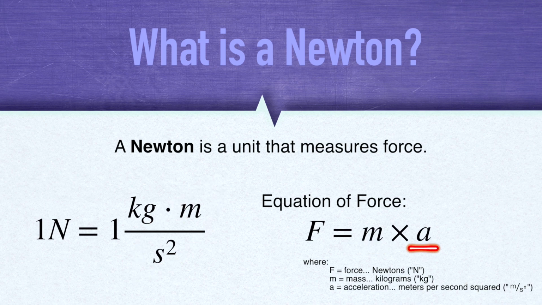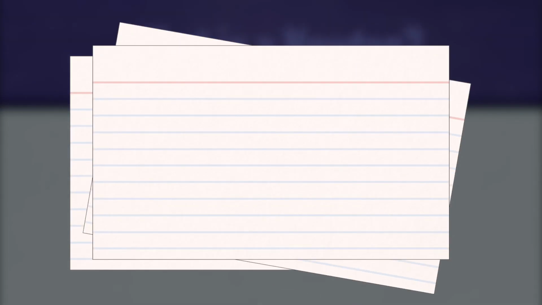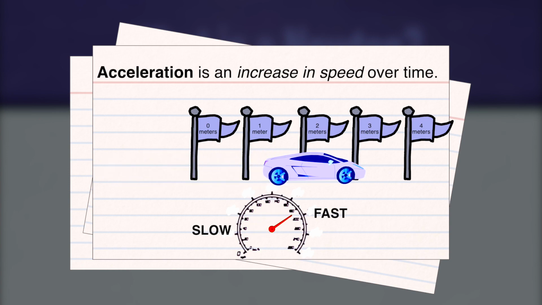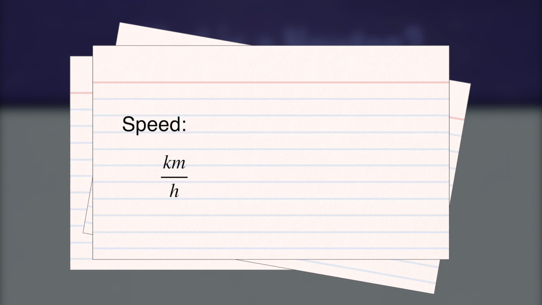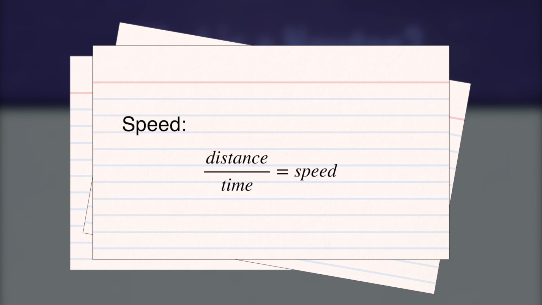So let's take a closer look at meters per second squared measuring acceleration. Well, what is acceleration? Acceleration is basically just an increase in speed or velocity. So if speed is kilometers per hour or meters per second, that's like saying you're traveling 3 meters every second, or 6 meters in 2 seconds, or 9 meters in 3 seconds, or so on. You're basically marking how much distance you're traveling per unit of time.